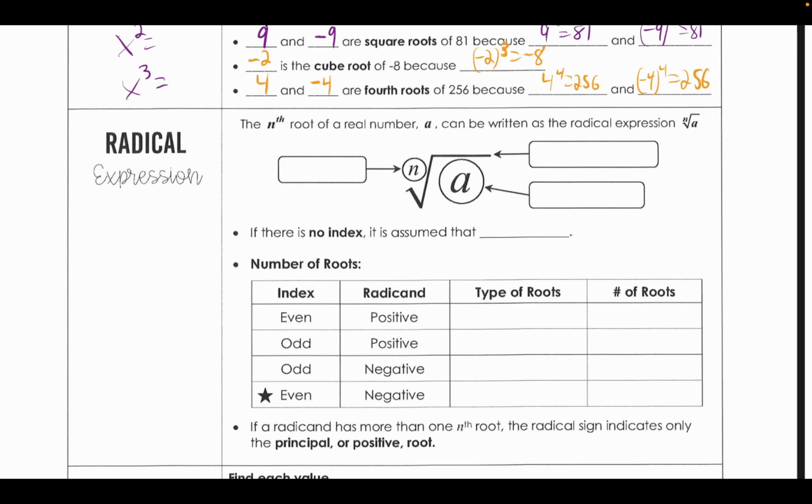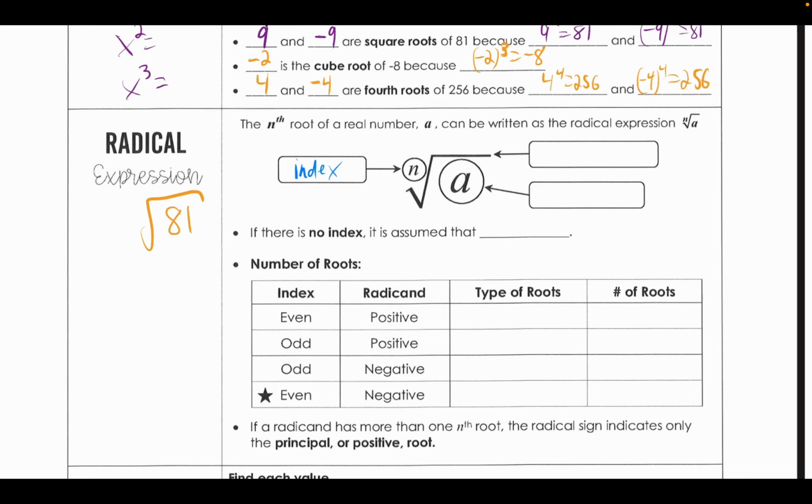So the nth root of real number a can be written as the radical expression nth root of a. So instead of saying it's like the square root of, whatever, 81 perhaps, we're saying that we're going to have a little number here. And that number is what we call our index.